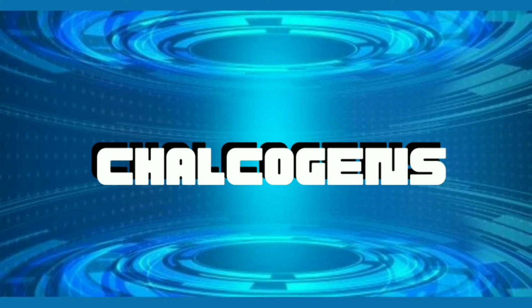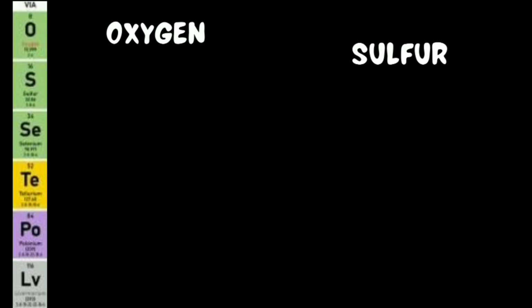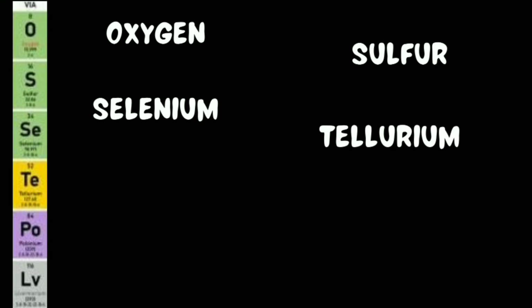Group 6A, also known as the chalcogens. Chalcogen comes from the Greek word chalkos, which means ore former. The elements under the chalcogens are oxygen, sulfur, selenium, tellurium, polonium, and the new element livermorium.